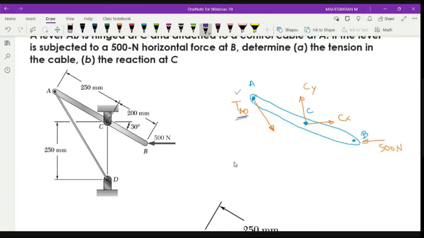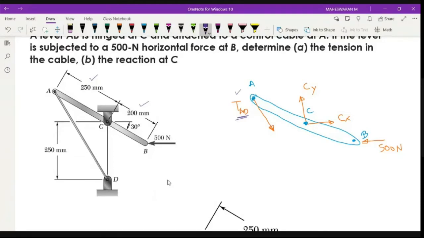Next, if I consider the distance, this one is vertical, but this 250 has to be resolved. And this 200 should also be resolved into horizontal and vertical. Only if you do that can we take moment and solve the problem. So we got these things.